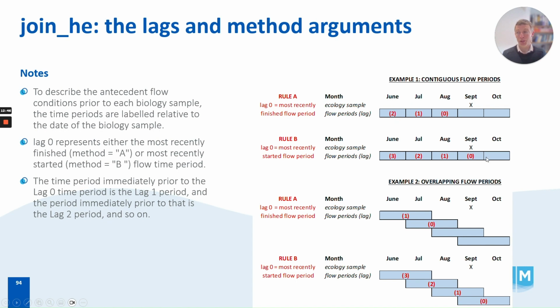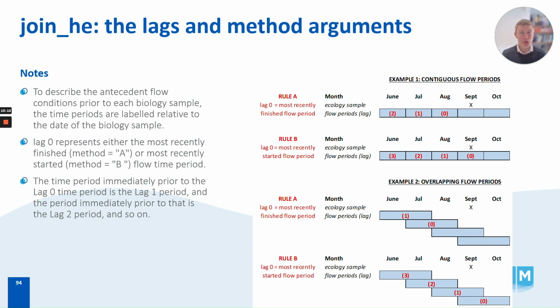Using rule B, the most recently started flow period is September. So that becomes lag 0. And again, we count back. August is lag 1, July is lag 2, and June is lag 3. In this way, we have a nice, simple system for defining which time periods we want to pull in flow statistics for, to then correlate or regress with our biological sample data.